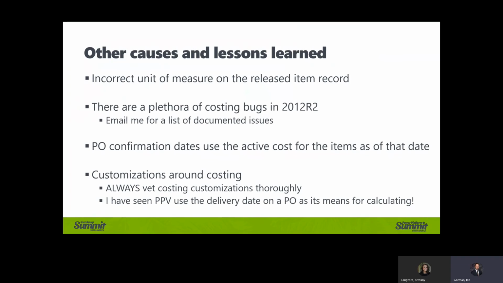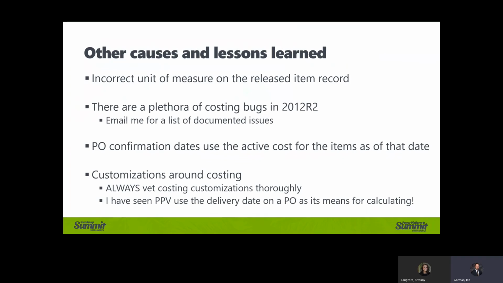The last one here that we have is customizations around costing. I don't see this too often, but for the circumstances that I have, it's never really fun to debug. You always want to make sure that you vet your costing customizations thoroughly, if you have any, because this can throw off the standard logic of AX. I have seen circumstances where purchase price variance is using the delivery date on a purchase order line detail rather than the standard process for its calculation process.